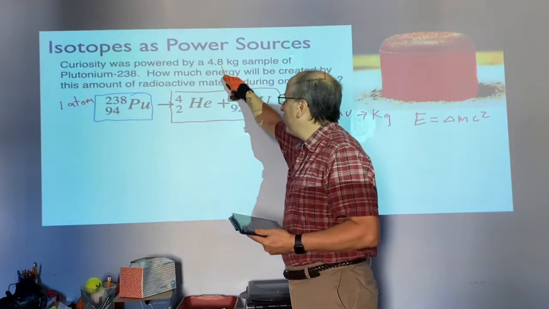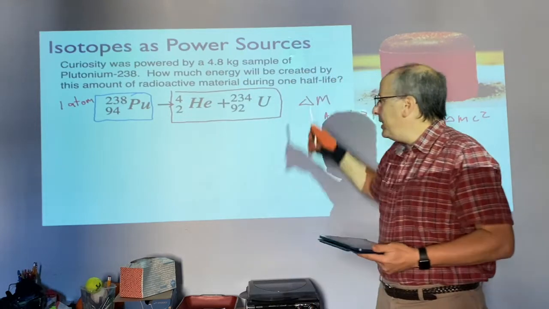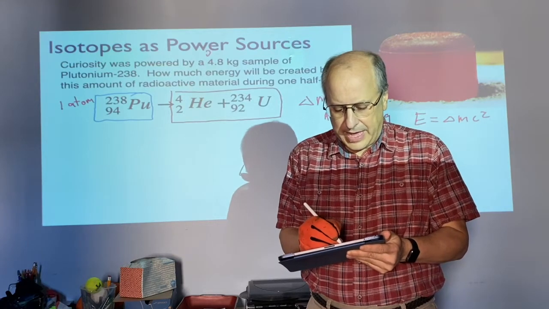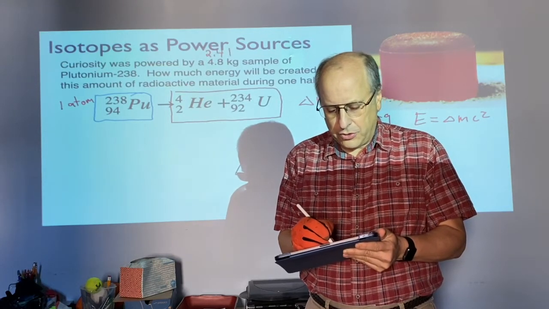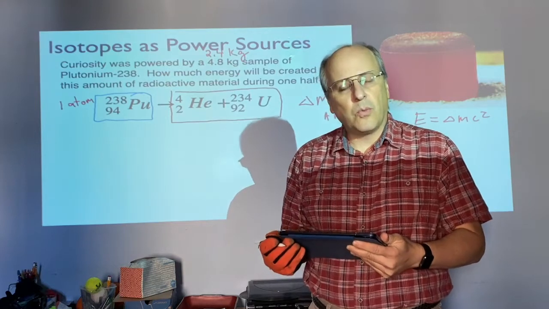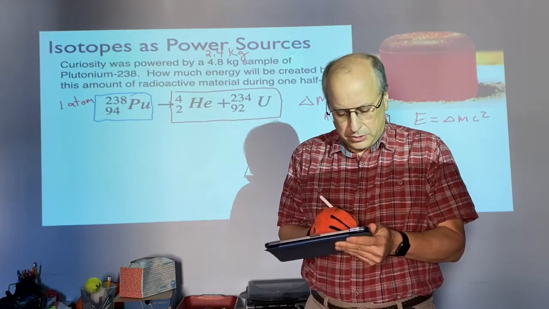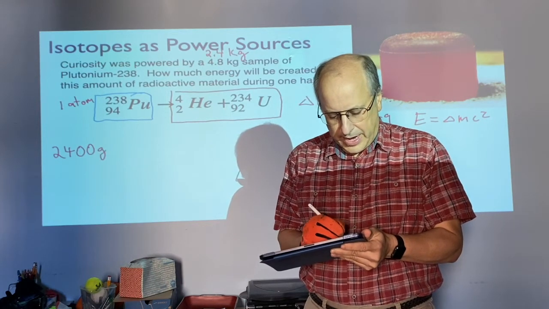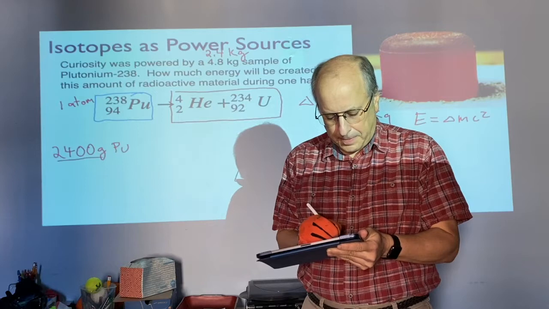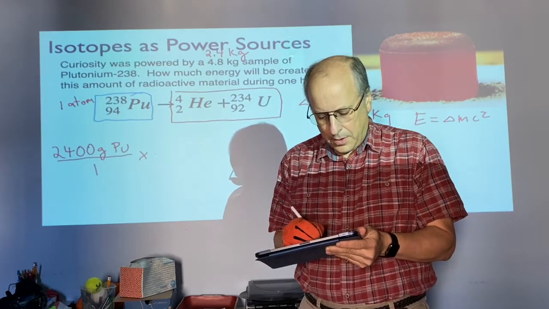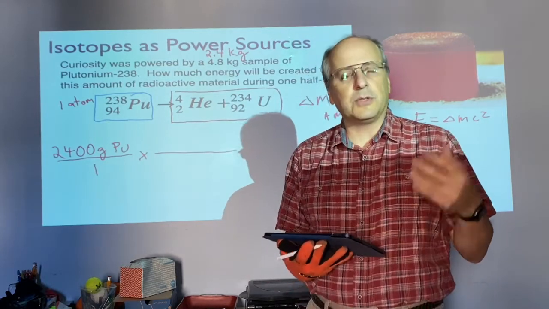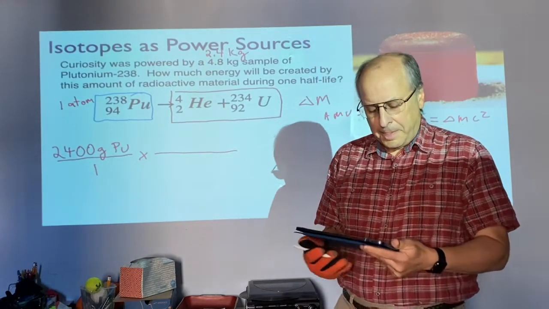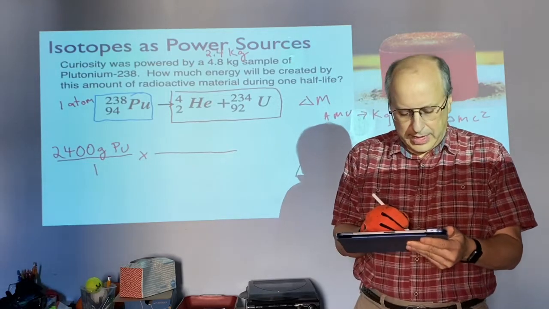We start with 4.8 kilograms. In 90 years, give or take a few months, we're going to use half of that. So we're going to use about 2.4 kilograms worth of plutonium. So start out with 2.4 kilograms of plutonium. You're better off working it in grams because this is more of a chemistry thing, where grams is more of a standard.